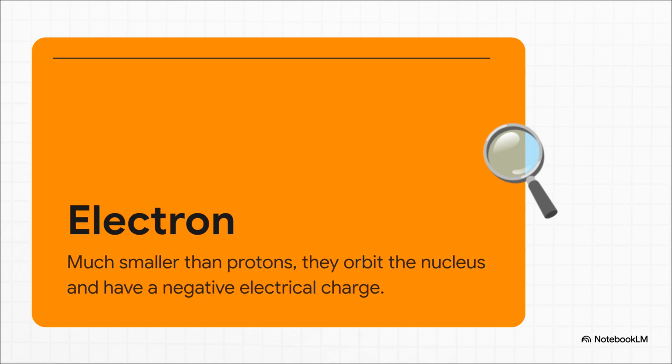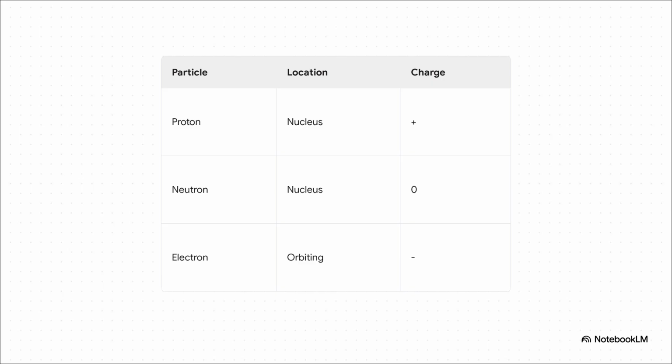And finally, you've got these little guys zipping around the outside of the nucleus. Those are the electrons. They're super, super tiny, way smaller than protons or neutrons, and they carry a negative charge. So you put all that together and you get the whole picture. You've got your positive protons and your neutral neutrons crammed into the middle with these tiny negative electrons orbiting around them. That simple little setup, that's the cheat sheet for pretty much everything that exists.